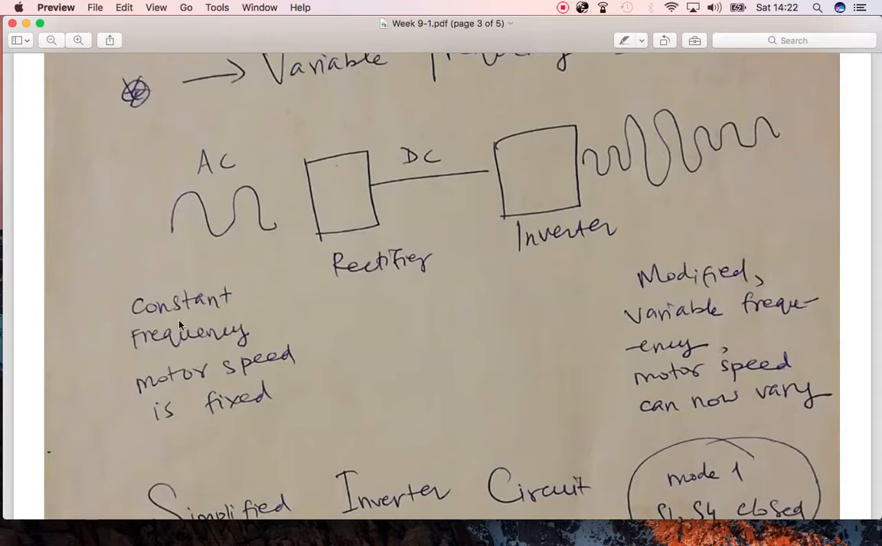Over here we can have a constant frequency AC signal, which is making our motor move at a particular speed, and the speed of the motor is fixed.